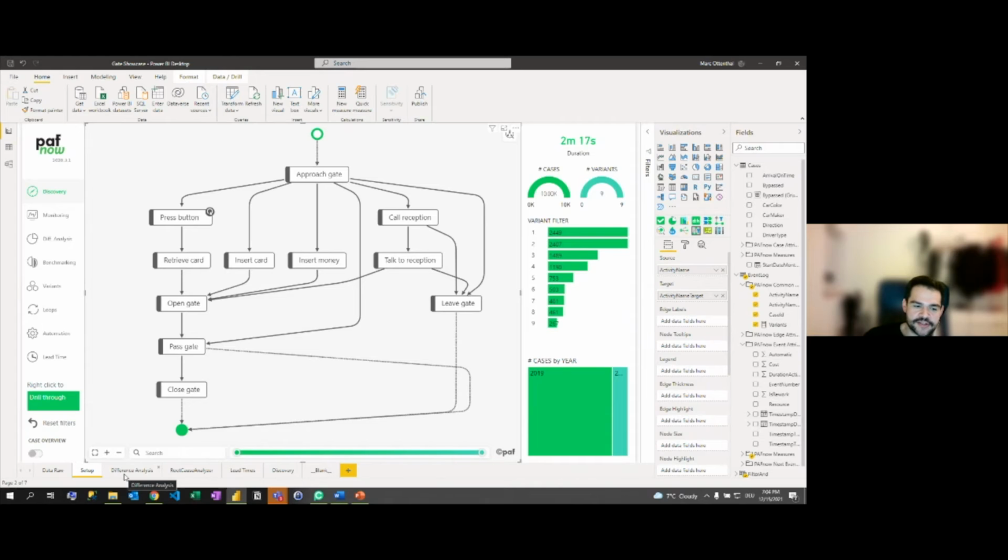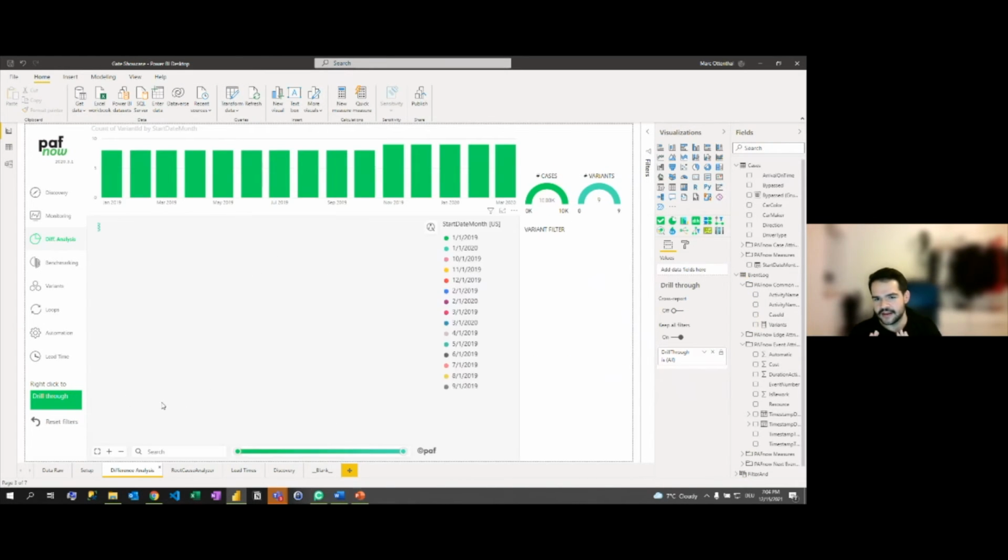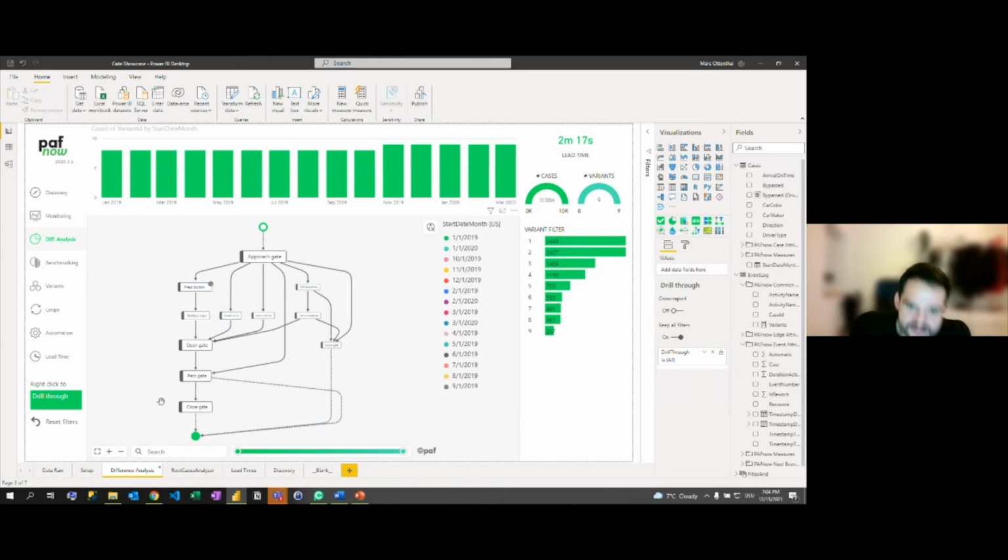So on the next page that I called difference analysis, we will see a lot of things that we've already seen, and we will see some new things. The right things we have already seen: lead time, fair enough, cases, variance, also nice. Variant filters, everything is there. And in the middle, we see our trusty Process Explorer, and the trusty Process Explorer took up a new shirt. So it looks a bit different, right?